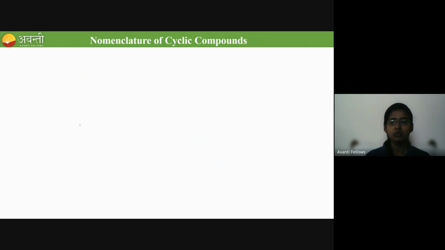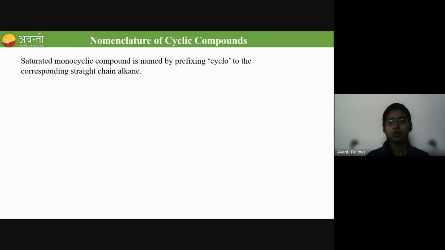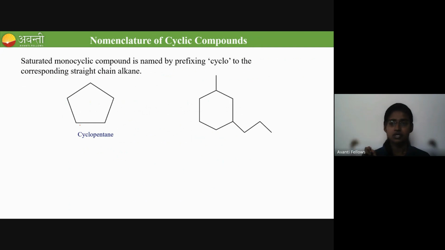The saturated monocyclic compound is named by prefixing cyclo to the corresponding straight chain alkane. Now, if I have 5 carbon, it is called a cyclopentane. Here in the cycle, I have 6 carbon, but I have 2 substituents. So who are those two substituents? Here I have 1 carbon, so it is methyl. And here in the substituent, how many carbon do I have? 1, 2, 3. 3 carbon I have. So this is propyl.